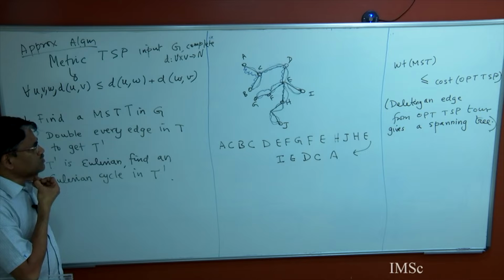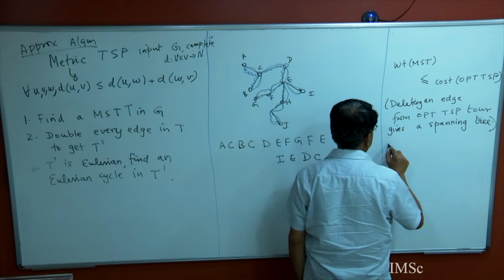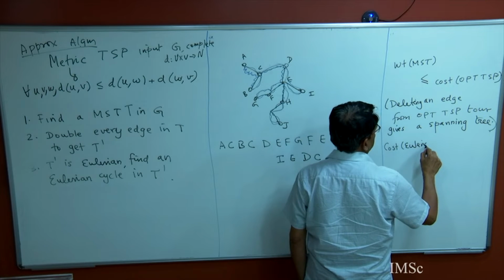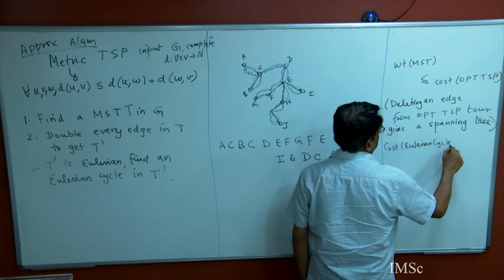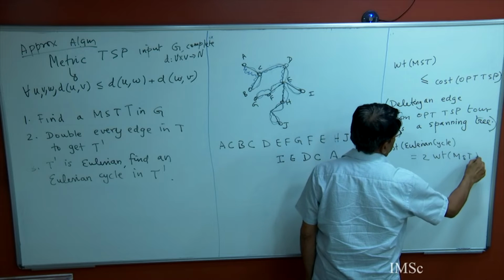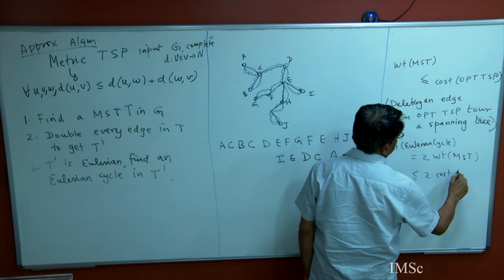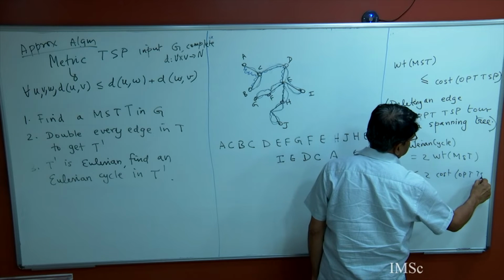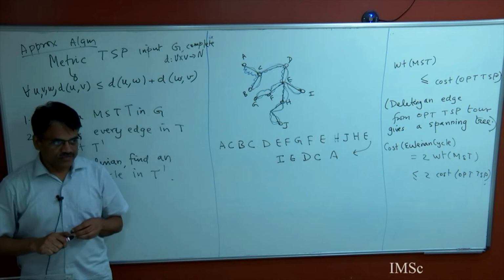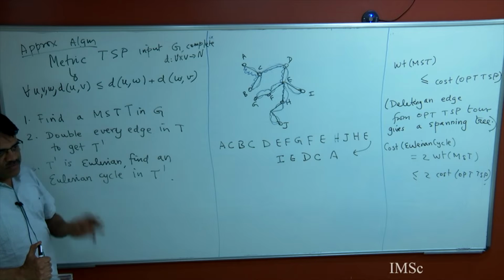What will be the total cost of this Eulerian cycle? The cost of the Eulerian cycle which I found is exactly 2 times the weight of the minimum spanning tree, which by the earlier argument is at most 2 times the cost of optimum TSP. But my goal is to get a Hamiltonian cycle. But the graph is a complete graph.